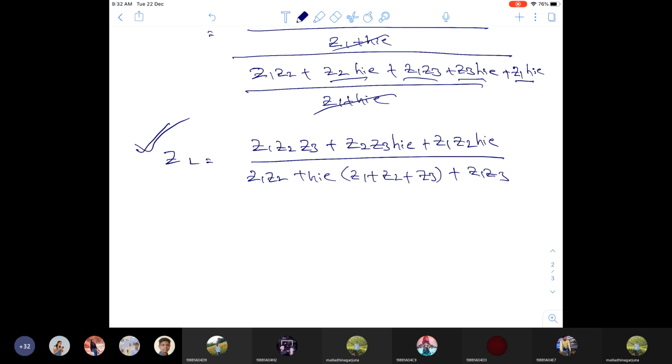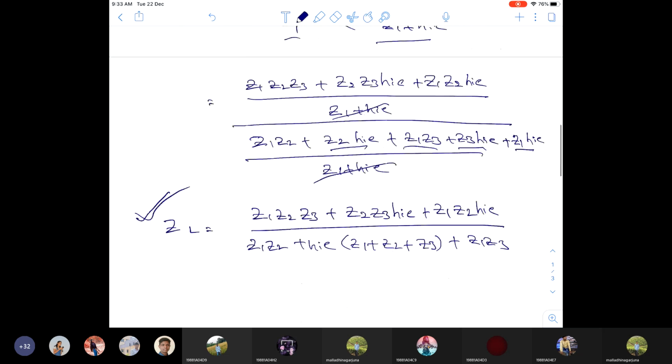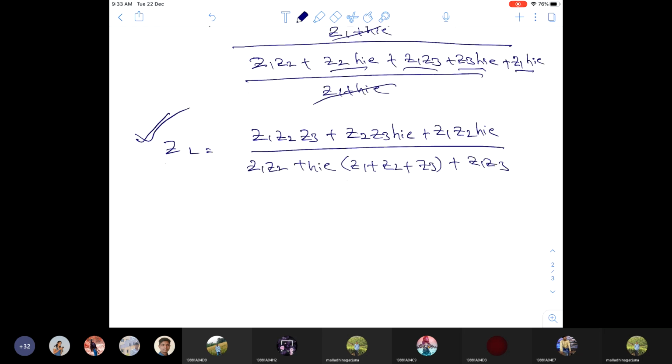No, sir. Okay, so this is the ZL. Now let us calculate the voltage. The condition is A beta must be equal to 1, according to the Barkhausen criterion. To substitute in this, we should know what A is and what beta is.